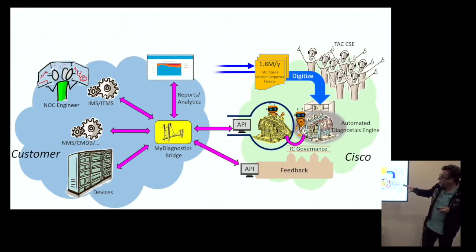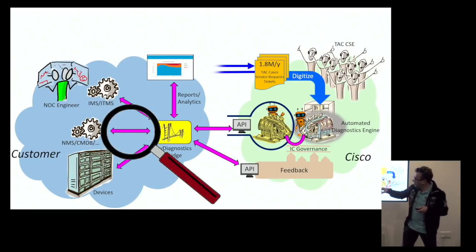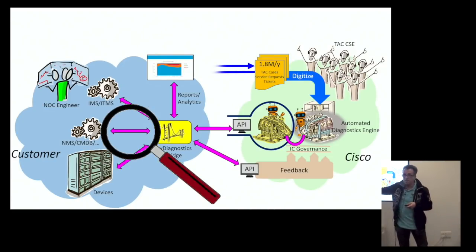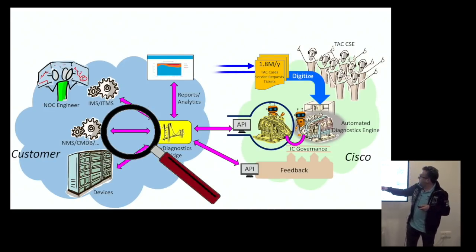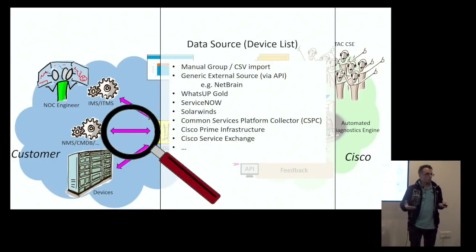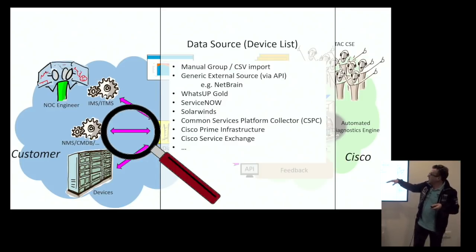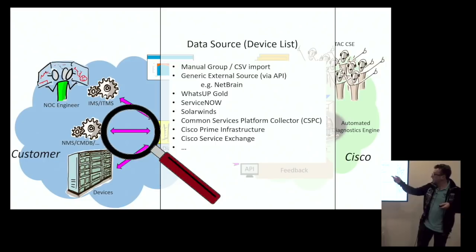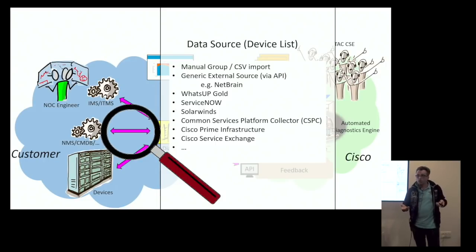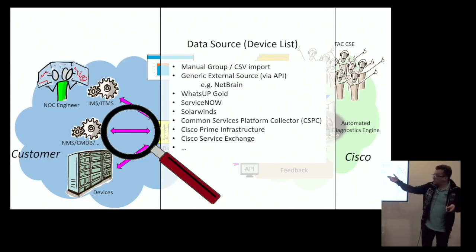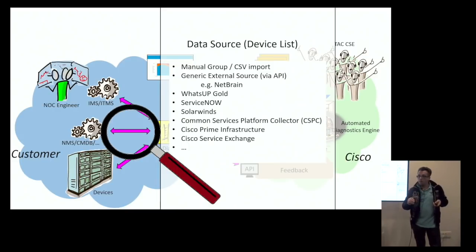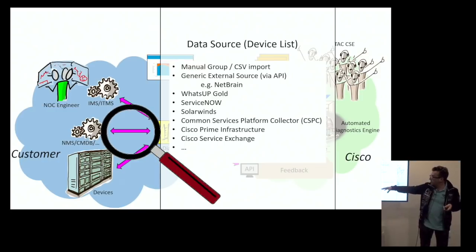So the next part where I would like to go deeper is the device list. How do we get the device list? To start lab-wise, you can do your manual device list import. But we also have a generic API where you can synchronize it. For example, NetBrain did an integration with their software. For WhatsUp Gold, we have a plugin out of the box as well, for ServiceNow and so on. And then, of course, for the Cisco palette of devices, you can also use them.